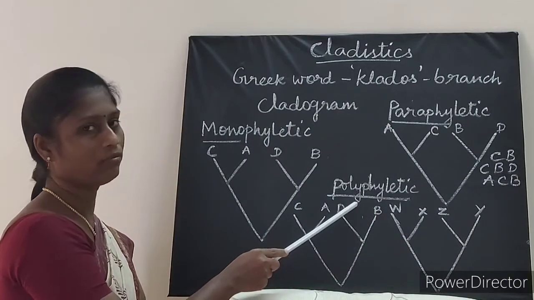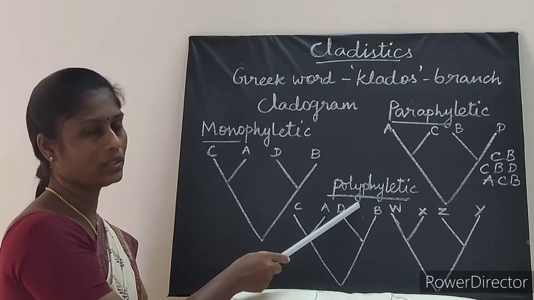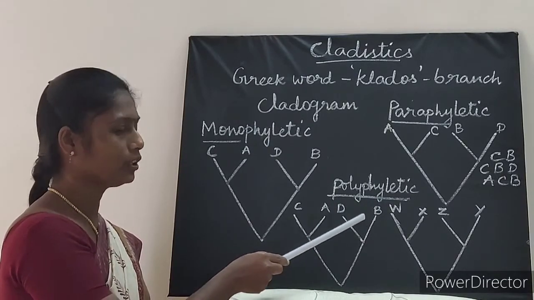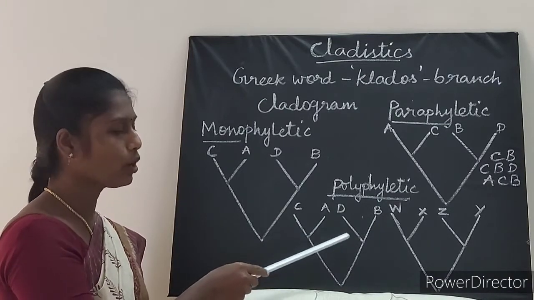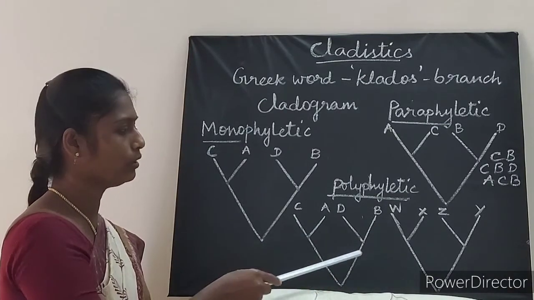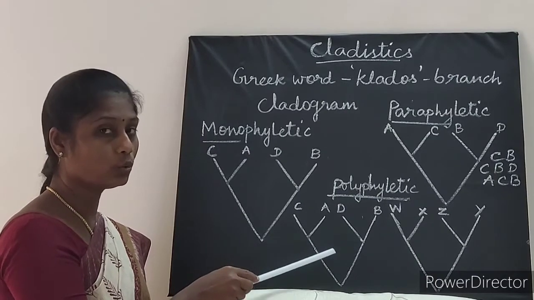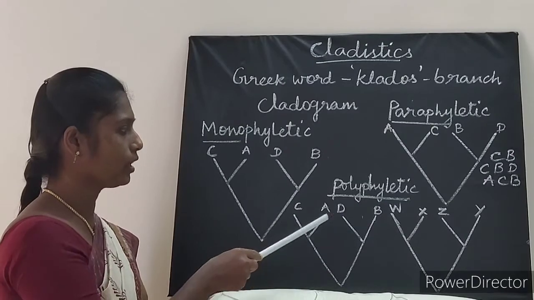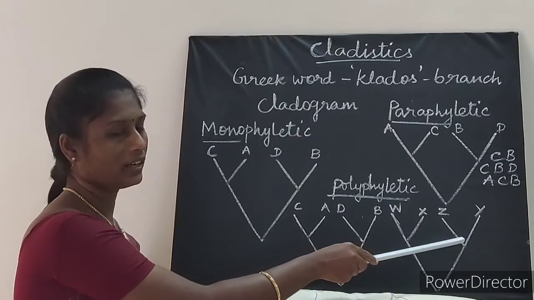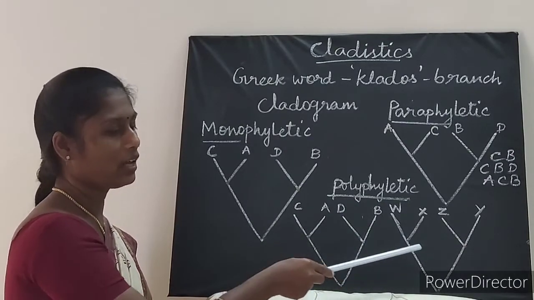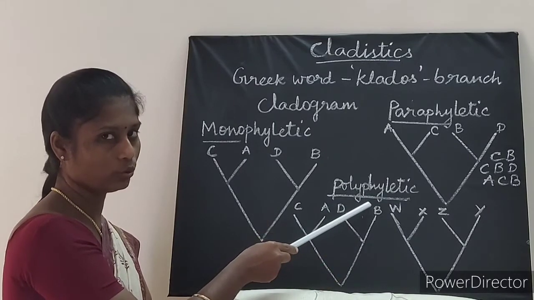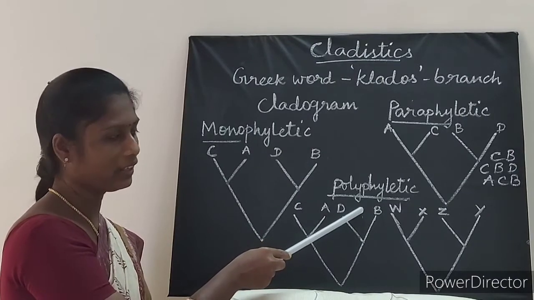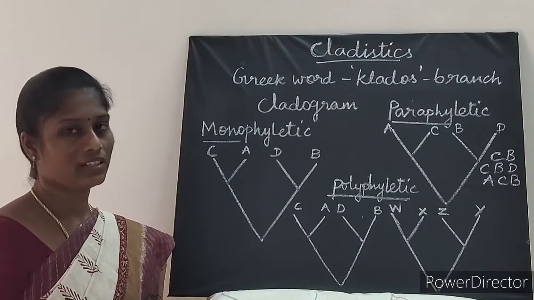Next one is polyphyletic. Polyphyletic means this taxon includes descendants, that is, it includes members of two different lineages. So this is one lineage and this is another lineage. So these are two different lineages. This taxon includes members of two different lineages. That is called polyphyletic, which is rejected by cladistics.